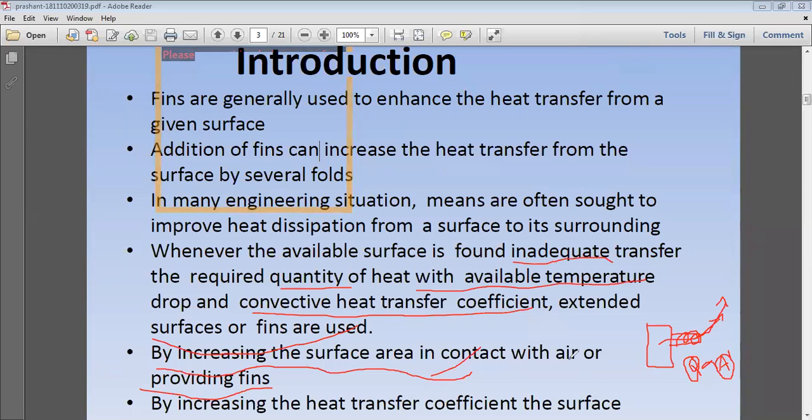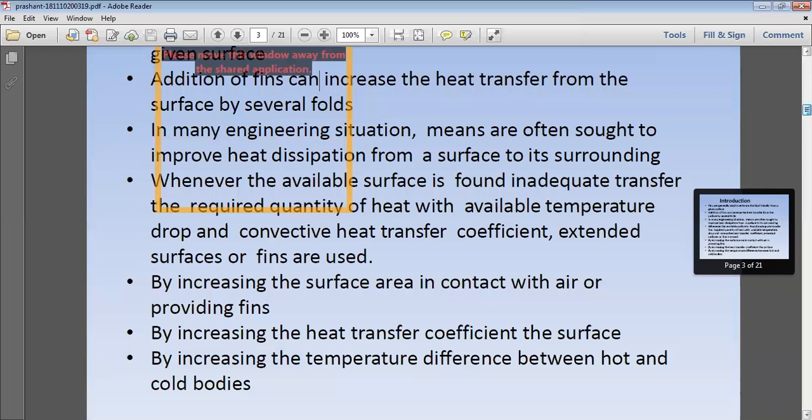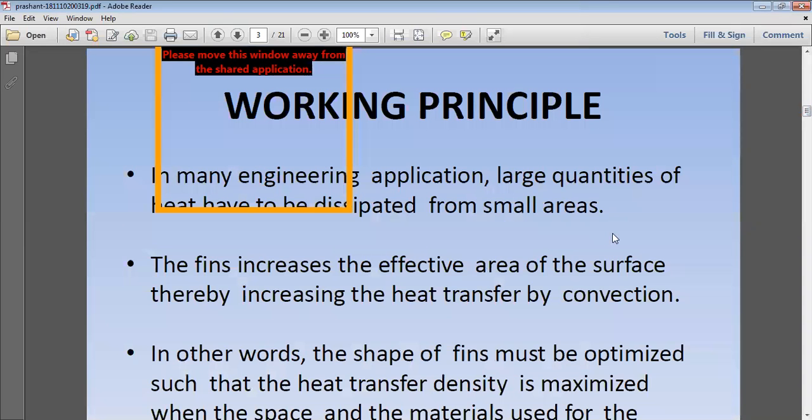Next, by increasing the heat transfer coefficient, and by increasing the temperature difference between the hot and cold bodies, we can increase the temperature drop. So this is the introduction part for the condition.